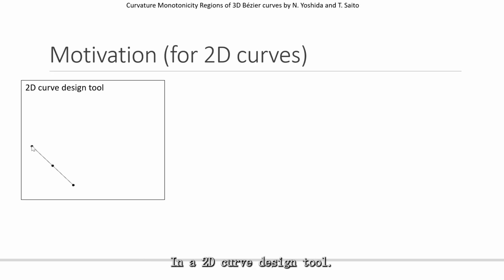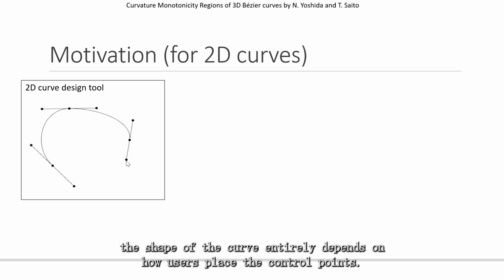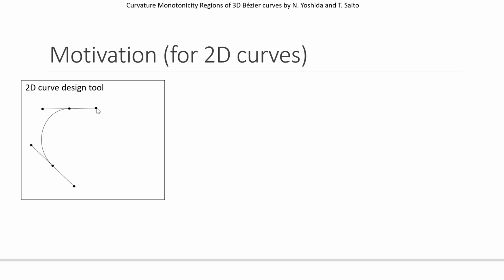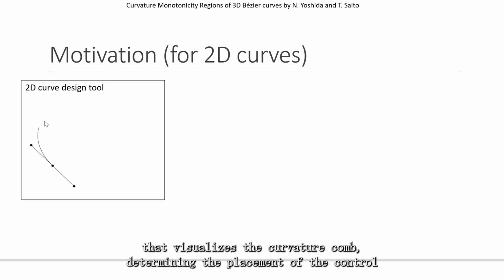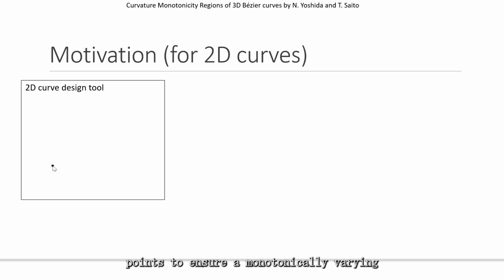In a 2D curve design tool, the shape of the curve entirely depends on how users place the control points. Even when using a CAD tool that visualizes the curvature cone, determining the placement of control points to ensure a monotonically varying curvature is not trivial.